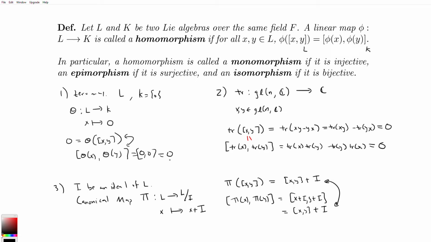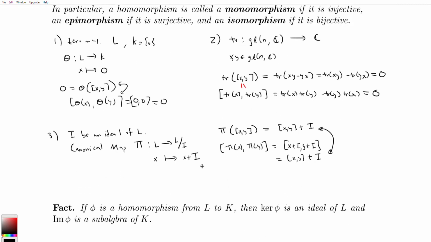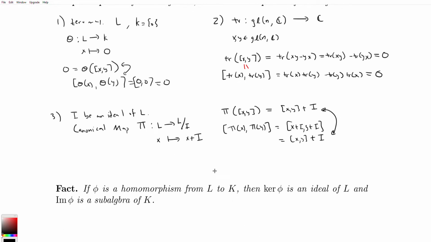I'll leave it to the viewer to check that it's a linear map. That's not that enlightening. Okay. And so we're going to come back to these examples momentarily, but let's take a look at a quick fact. So here's a fact. If phi is a homomorphism from L to K, then the kernel of phi is an ideal of L, and the image of phi is a subalgebra, let's not forget our spelling here, of K.